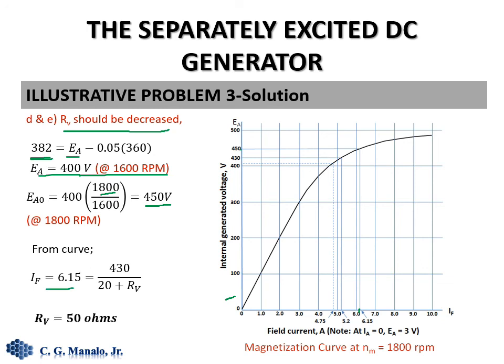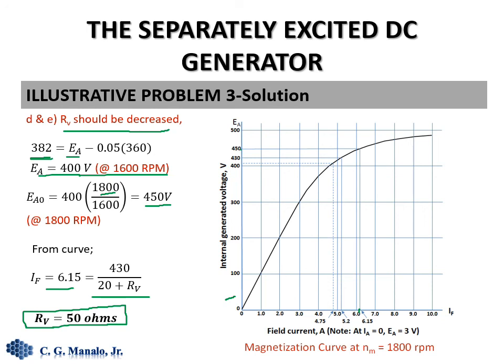Then using Ohm's law on the field circuit, we should be able to get a value for R sub B, which is around 50 ohms. So a value of R sub B equal to 50 ohms is what we need in order to restore our terminal voltage to 382, which is our voltage when we don't have a load.